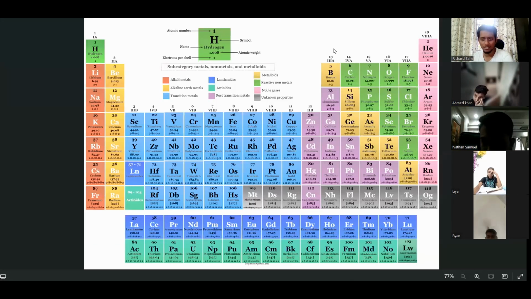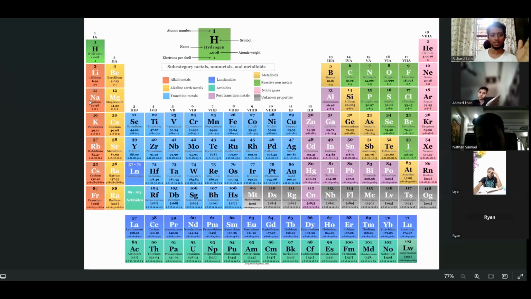So the first 20 elements were for smaller classes, but now you will not only learn the first 20. 20 stops at calcium. Here you're learning the first group elements, then second group elements, then directly seventh group elements, and the last group, that is group 8 or 0 group elements. These elements in order you have to learn them.